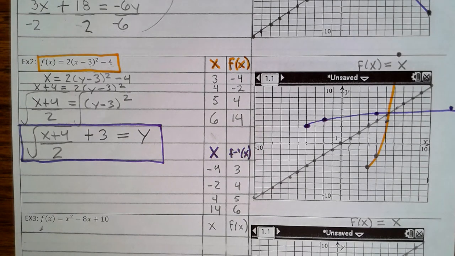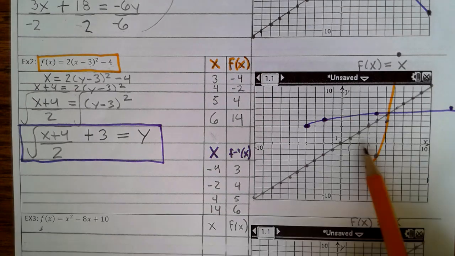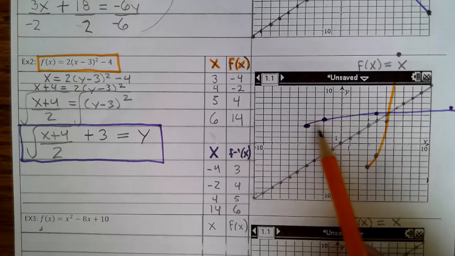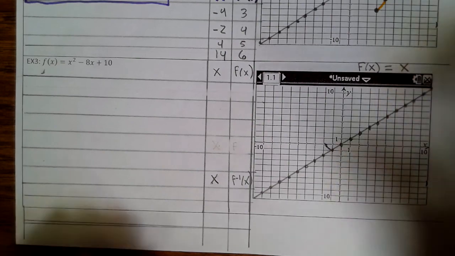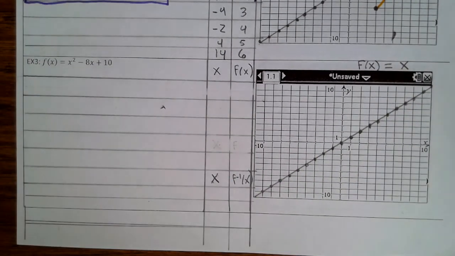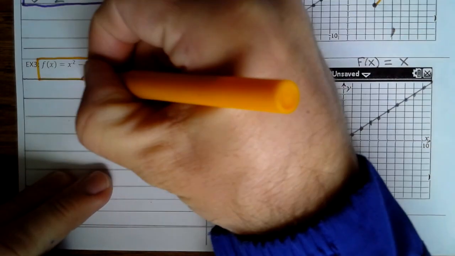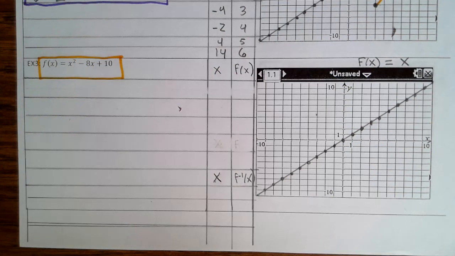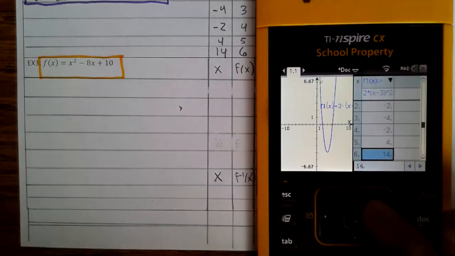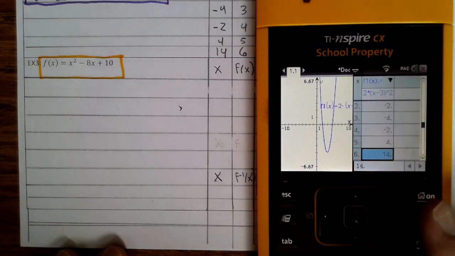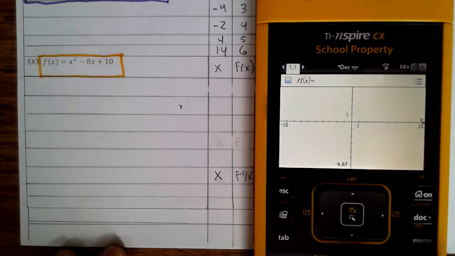All right, let's take a look at example 3. Again, we're going to graph the function in yellow. All right, so to graph this, we're going to get the table values. Okay, so on new document, add graph, x squared minus 8x plus 10. And remember, we're only graphing the positive side.